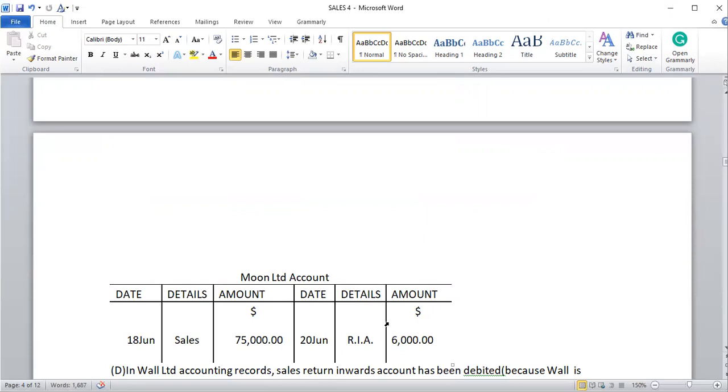You realize that first, World Limited sold the goods to Moon Limited. So as soon as the goods were received by Moon Limited on credit, it was debited. That's why you see on the left-hand side, the goods have been debited. So you have date 18 June, details, and the amount of $75,000 when you receive the goods, then you return it. Now let me explain.